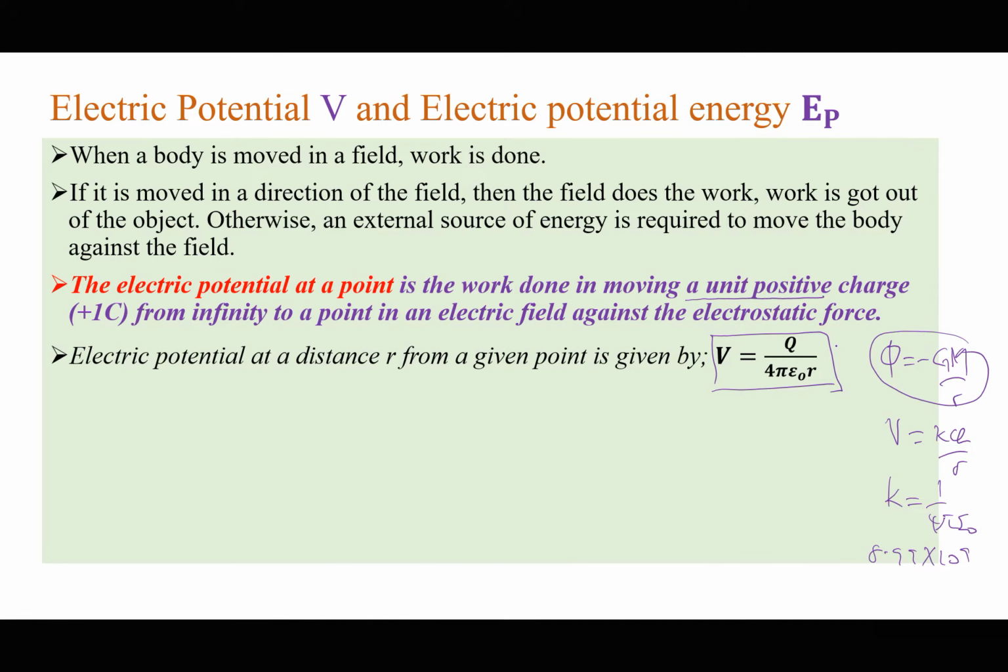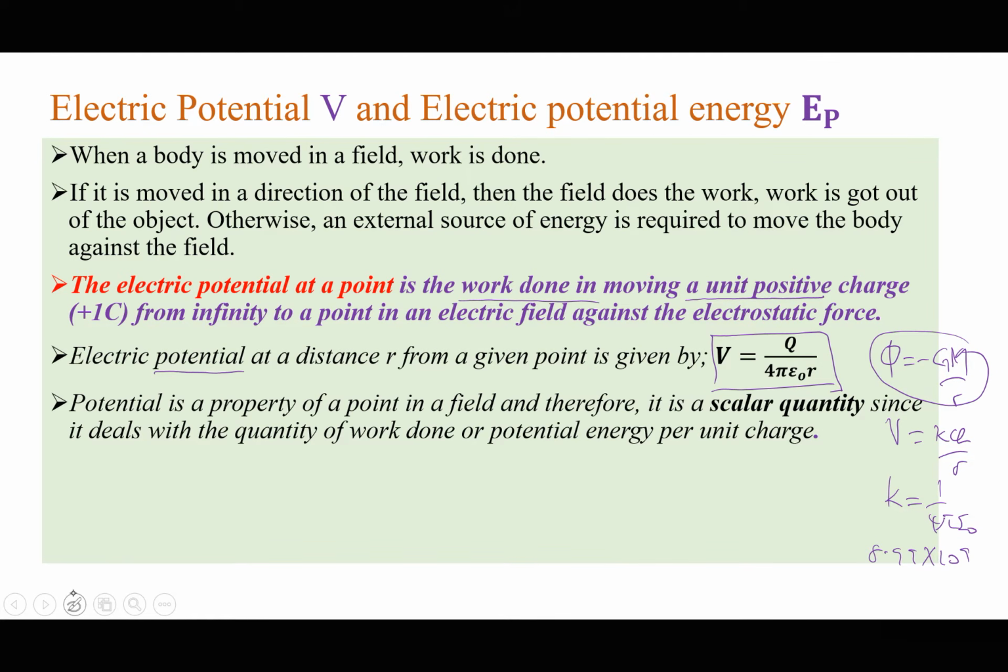Okay, so I think you and me know that potential is a property of a point in a field, and therefore we are also talking about work being done, and work is a scalar quantity. So it doesn't make any difference for us to say that potential is a property of a point in a field, and therefore it is a scalar quantity. So that means the idea of direction will not work here, because we are dealing with the work done in moving a unit positive charge from infinity to a point. So potential and potential energy in general will also be scalar quantities, as we also saw in gravitation.